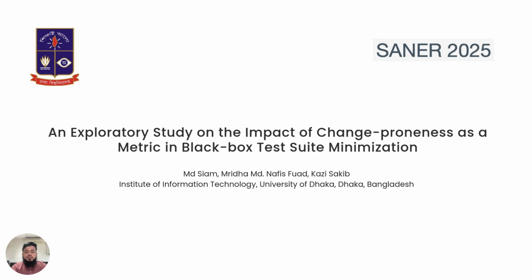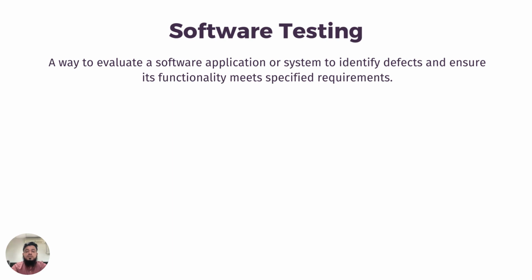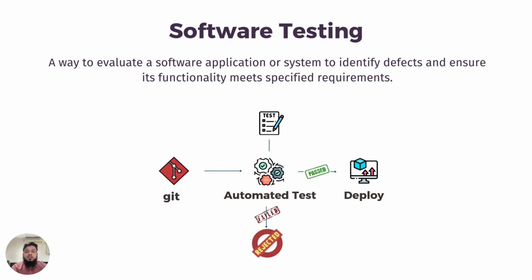I am presenting my paper, An Exploratory Study on the Impact of Change-proneness as a metric in Black-box Test Suite Minimization. Software testing is a process to validate whether a software performs the way it is intended to do or not. In modern development, before publishing a new version of software, the entire test suite is executed. This is known as regression testing.